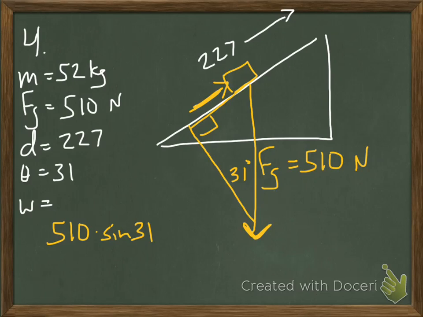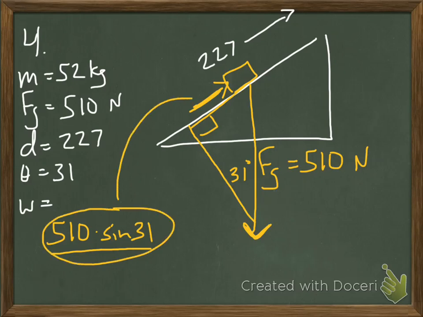Okay, so we're given the force of gravity, but that doesn't help me. I need the force in the direction of the plane. In order to do that, I can use my sine function. If you're unsure as to how I derived this trig equation right here, you can look at the previous problem or two. If I take the force of gravity times the sine of 31, I will get this component. So you plug it into your calculator, and that gives you the force component in the direction of the plane.